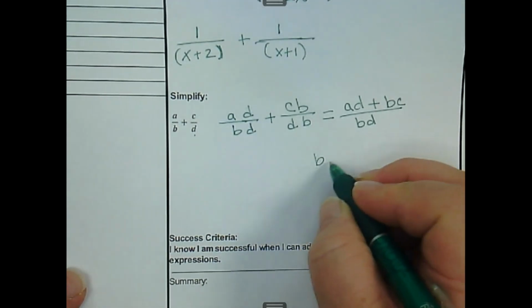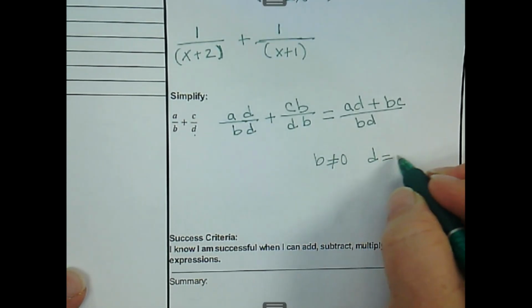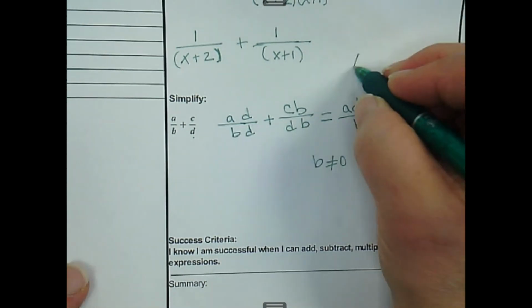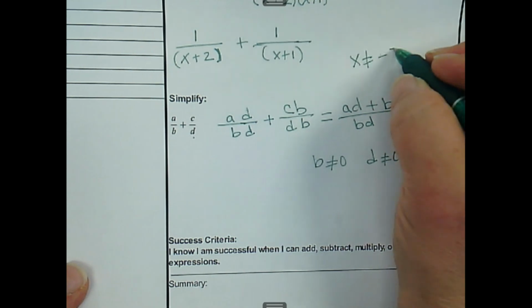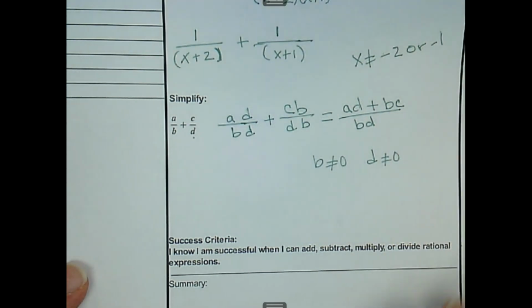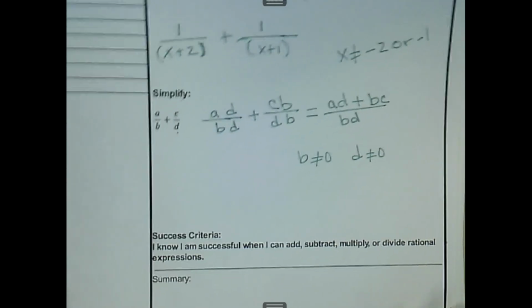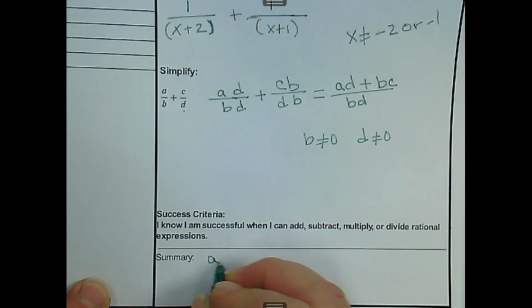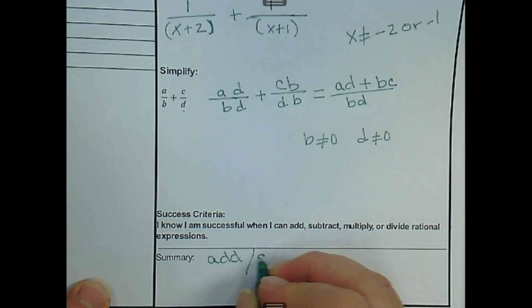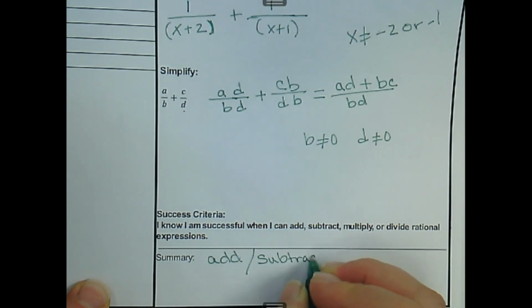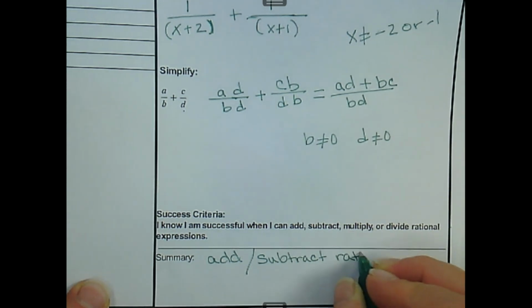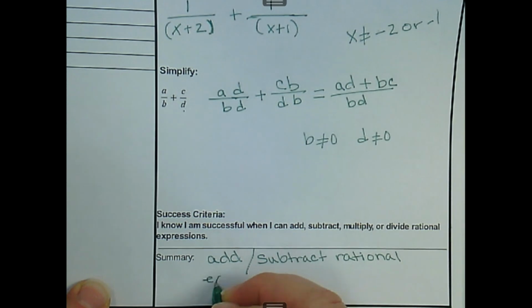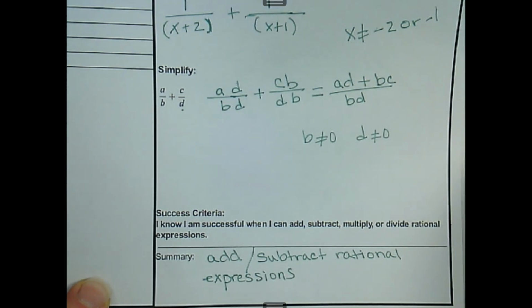So I know I'm successful. We know that B cannot be equal to 0. We know that D cannot be equal to 0. Up here we know that X cannot be equal to -2 or -1. I did forget to put my constraints. Anyway, I know I'm successful when I can add, subtract, multiply, or divide rational expressions. Or add or subtract rational expressions. Remember that common denominator.